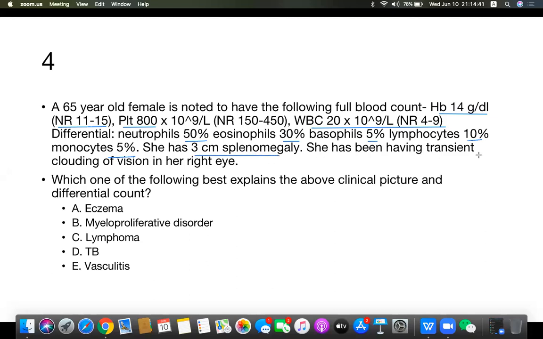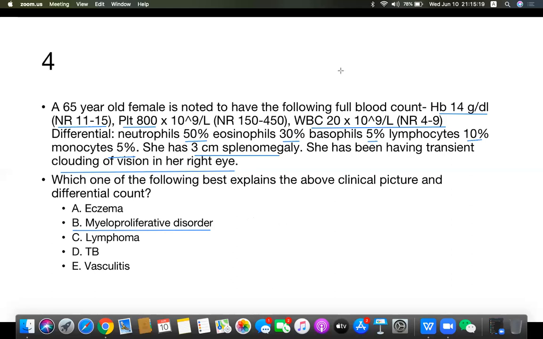She has been having transient clouding of vision in her right eye. This is most probably because of hyperviscosity, because look at the number of cells here. Platelet is way too high and WBC count is also high, so they are causing hyperviscosity. Now the answer is very easy here. There's no doubt at all this is a myeloproliferative disorder. But the examiner will not keep quiet here. They will ask you which one of the four myeloproliferative disorders this is, and most probably this is a case of CML, chronic myeloid leukemia.